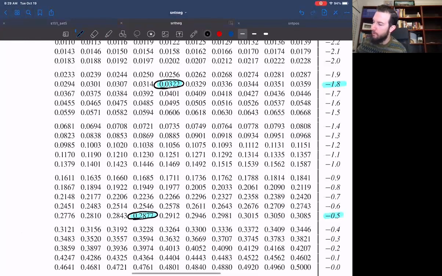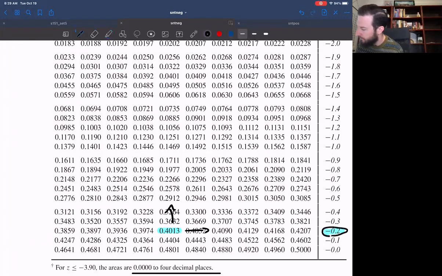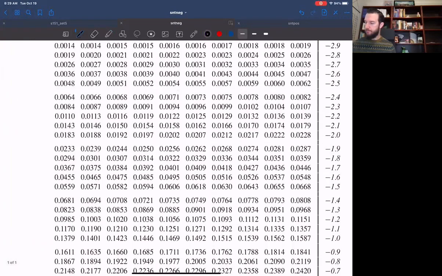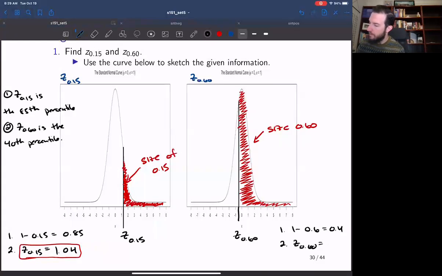Okay, so we go to our table. We're going to look up 0.4 inside the table. Here's the closest value, 0.4013. All right, so we come out to the axes and we have negative 0.25. So Z subscript 0.6 is negative 0.25.